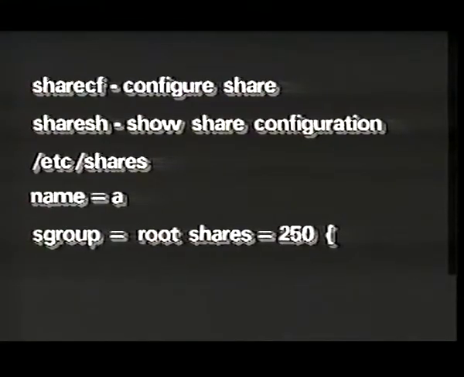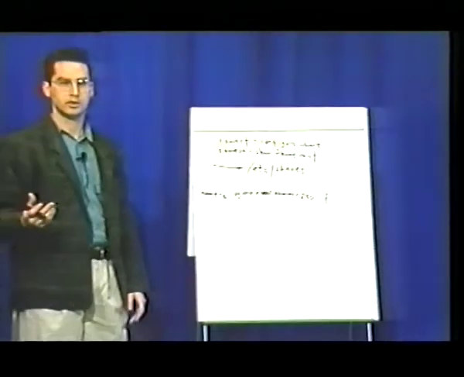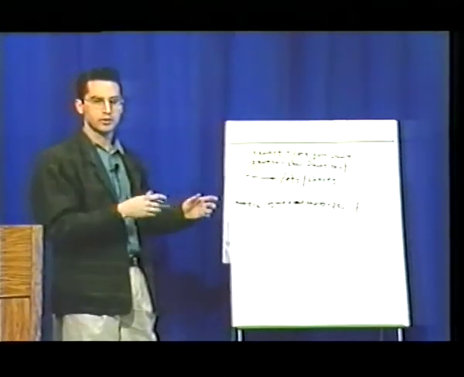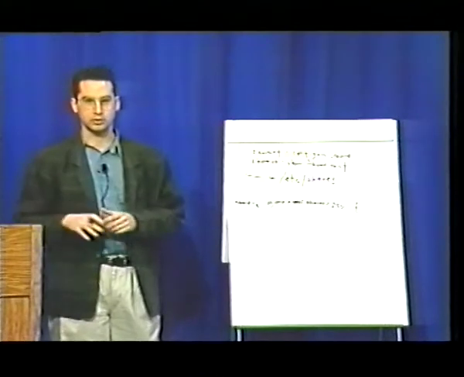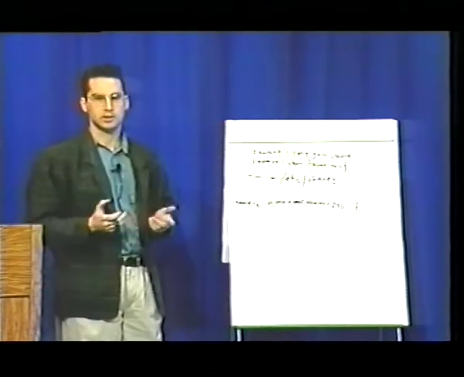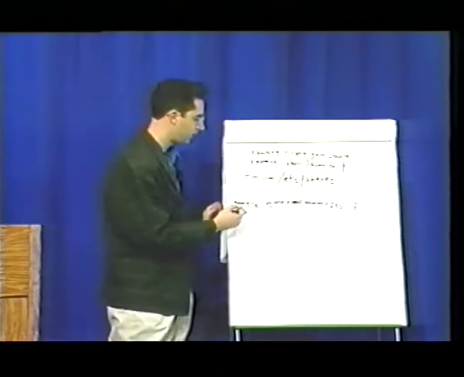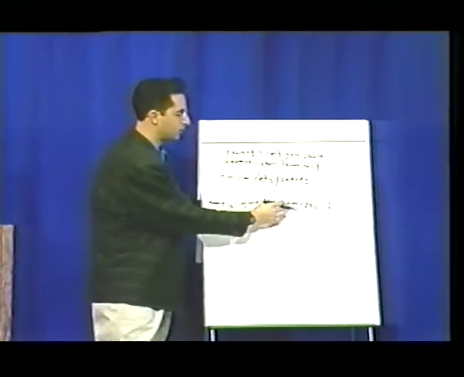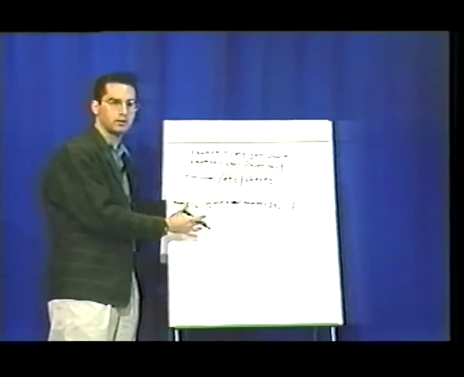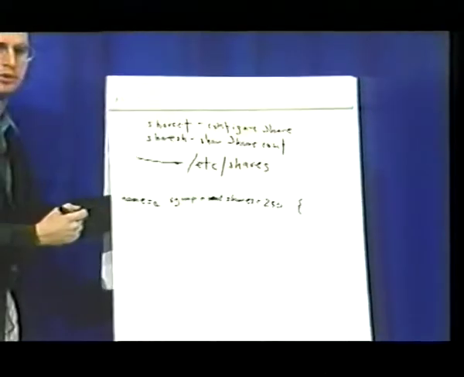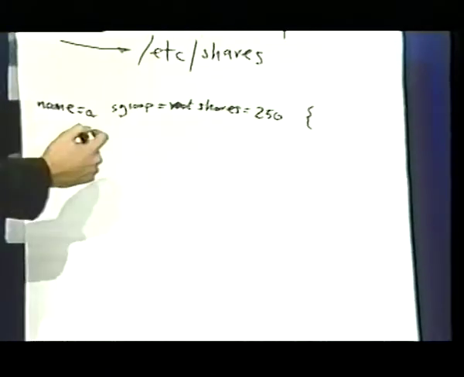The names here, I've tried to be consistent with a lot of the share system administration functions. There are a few that are new, but like S group is one that you can control with the lim utility. Shares is one you can control with the lim utility. So the verbiage for most of this is similar to the already existing share commands. But name is equal to A, S group is equal to root, shares is equal to 250. I'm defining the share group A, and we had, is it Joe and somebody?